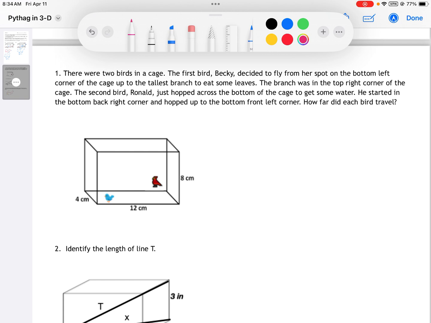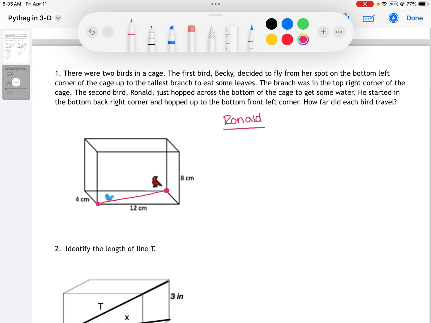Again, when we're doing Pythag in 3D, the first distance that we're going to find is the distance on the bottom. Okay, so if we're going to start with Ronald, maybe we'll write Ronald here so we know what we're trying to find. Ronald's staying on the bottom. We always have to find the distance across the bottom first. He started in the bottom back right corner, that would be this one here, and hopped up to the bottom front left corner, which would be this point here.